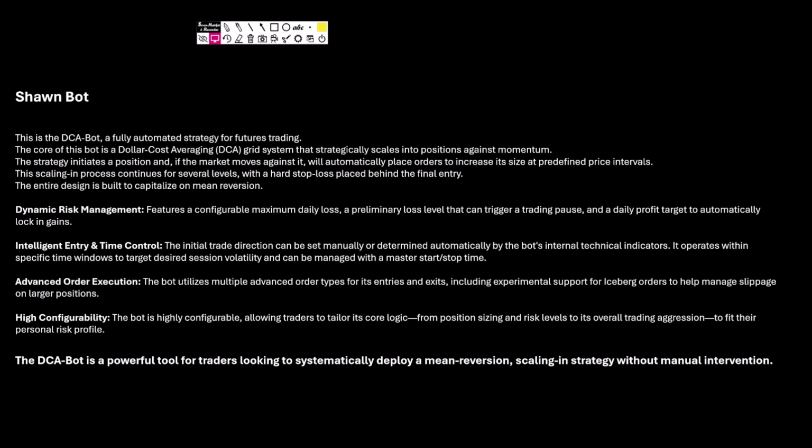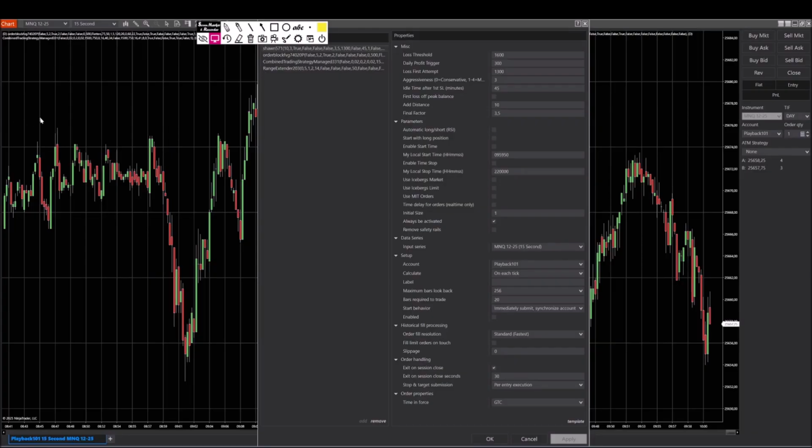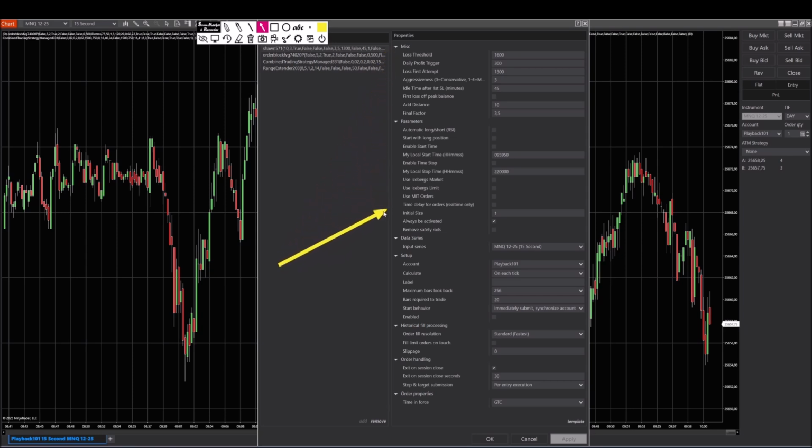Okay, now let's take a look into the settings of the Shawn algo. Our bots are highly customizable, which means you have a lot of parameters to determine the exact behavior that you want to have. These are on the right side. In this case, we start with the risk parameters. That means you can define a daily goal. You can define two different kinds of stop losses on the day.